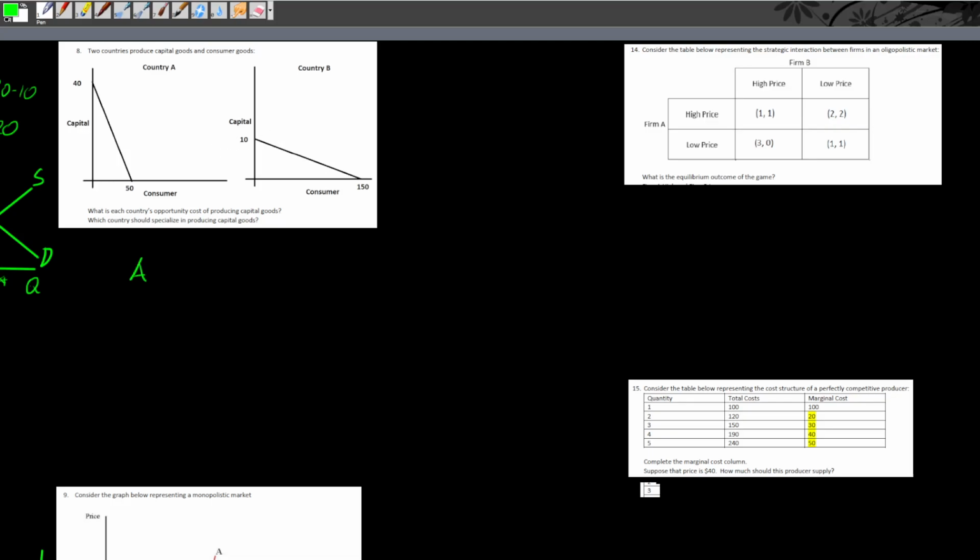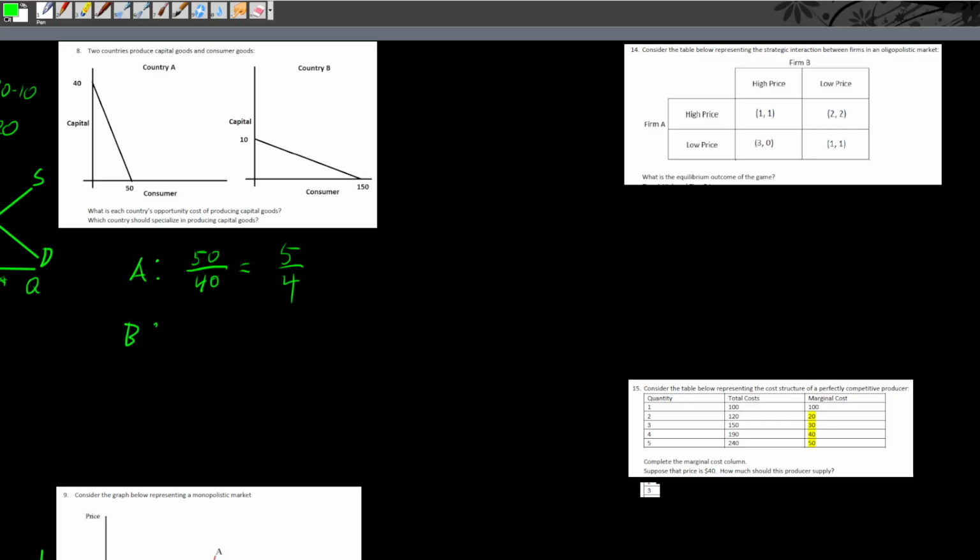So in country A, if they devote their entire production to consumer goods, that will be in the numerator. They can produce 50. And if they devote their entire production to capital goods, they could produce 40. So that gives us 5/4 for country A. So that's their opportunity cost of producing capital goods. For every one capital good they produce, they give up 5/4 consumer goods.